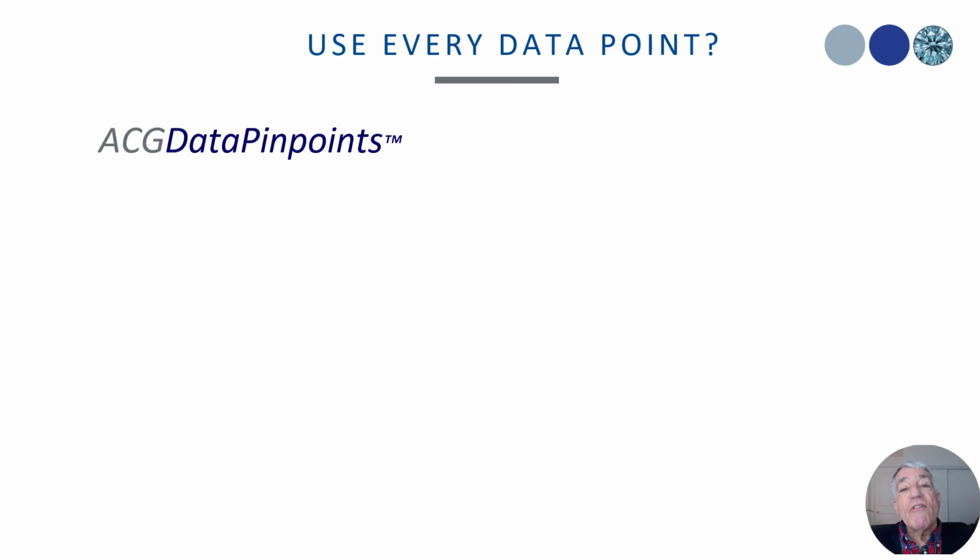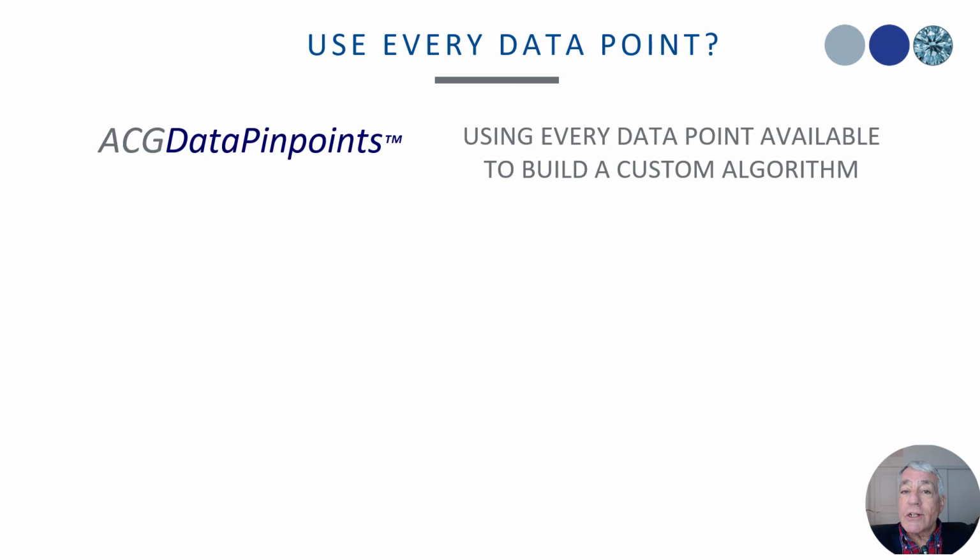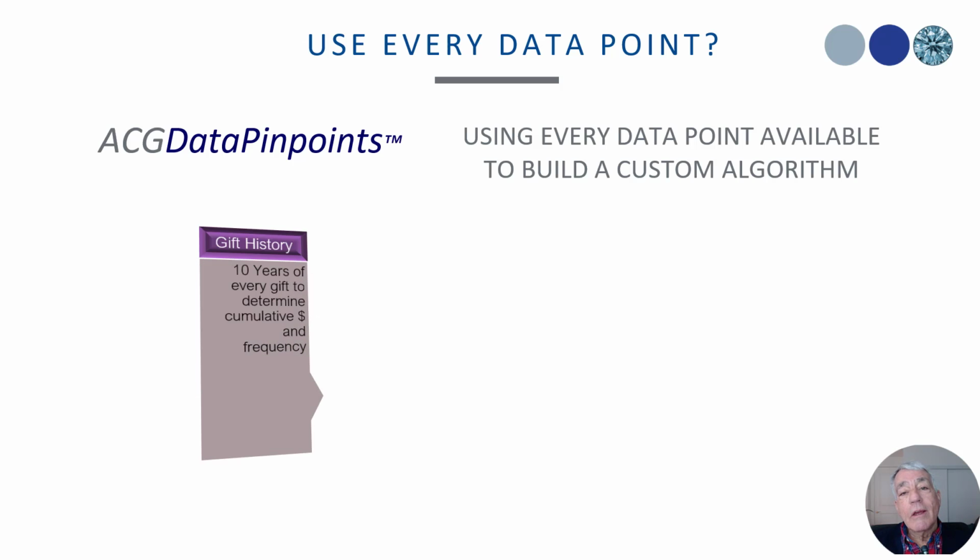Do we use every data point? And that's a challenge, because if we do, we can then build a highly accurate and very customized algorithm. We look at things obviously like the gift history, and we go back 10 years. And we want to know cumulative dollars. We want to know frequency of giving. These are indicators of really how much your organization is valued by your supporters.